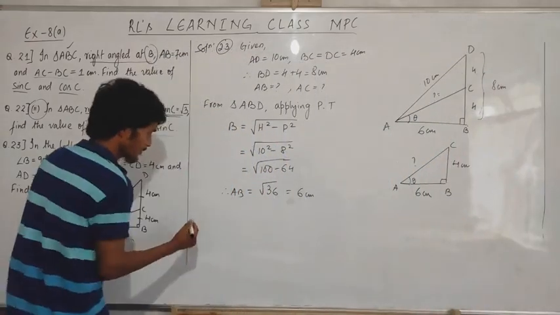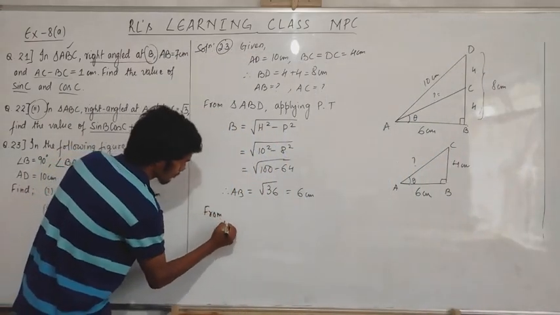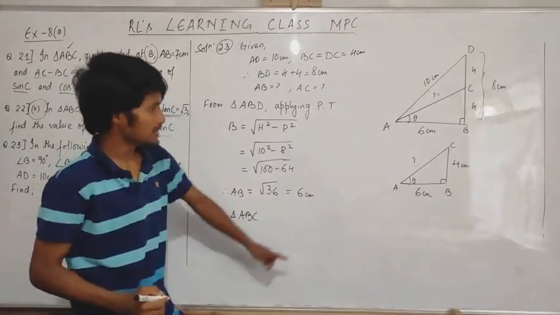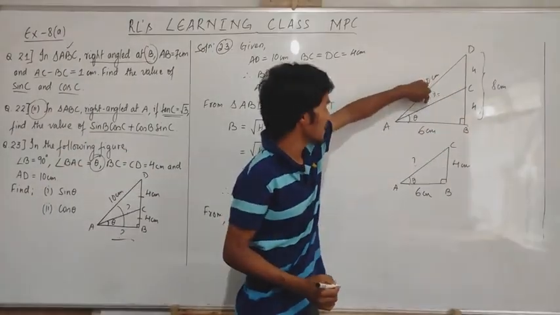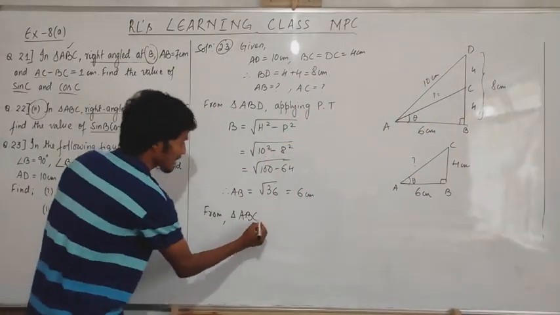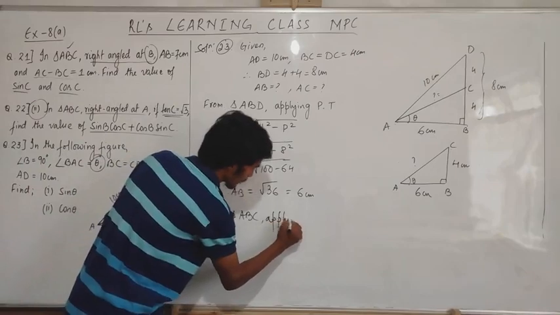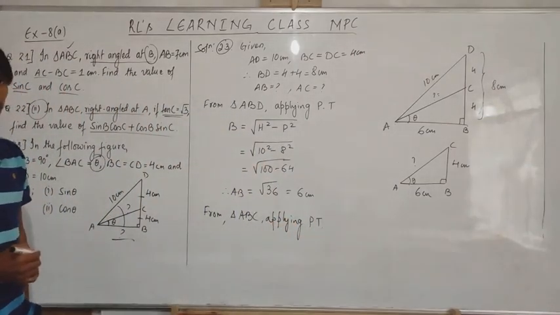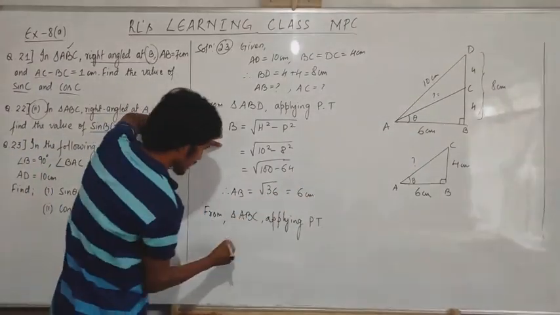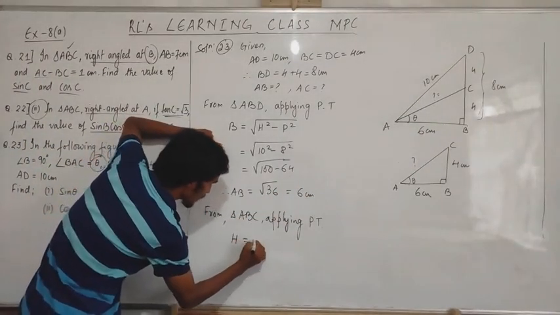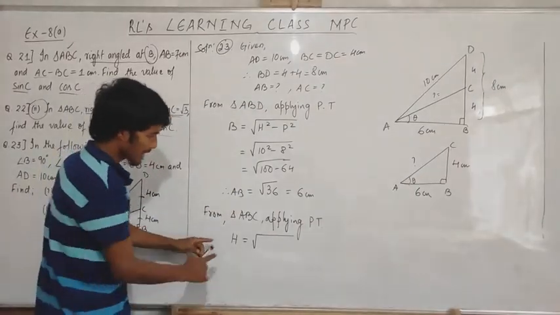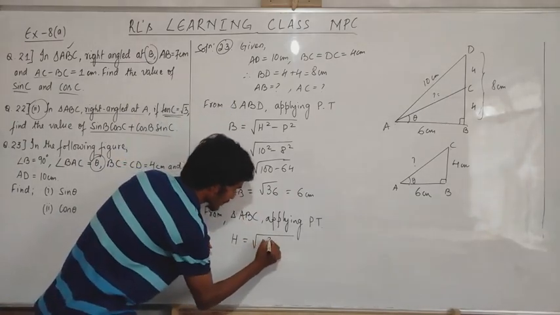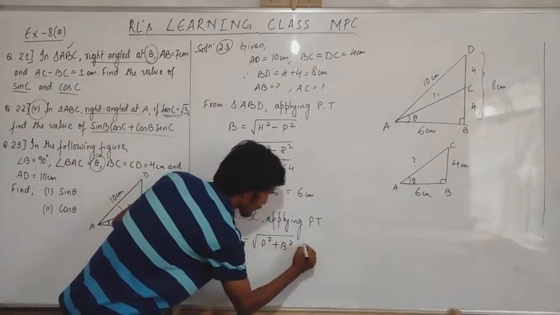From which triangle now? From triangle ABC, because we need to find this AC. Again here we apply Pythagoras. To find the hypotenuse there is a formula: hypotenuse squared, take that square to the right side and change it to a square root. Here we have perpendicular squared plus base squared.